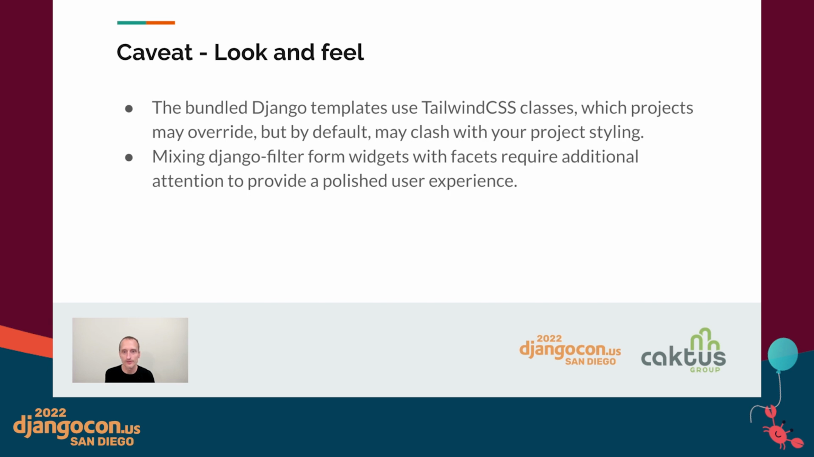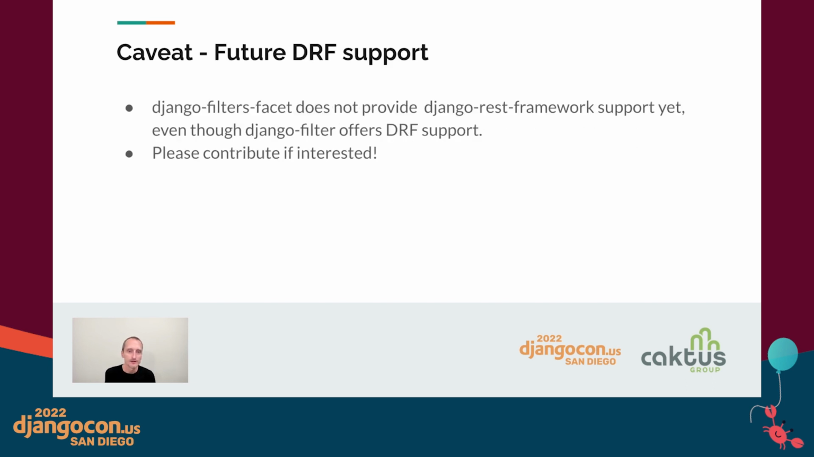For look and feel, we use Tailwind CSS to style and theme our demo faceted search pages. So you will likely need to override the templates in your project to match your styling. Additionally, the interaction between facets and the existing Django filter form widgets isn't streamlined and will likely require some polish to improve UX for your users. Since we didn't need Django REST framework support for our project, support is not included yet. So this may be a blocker for projects using DRF with a single page app.